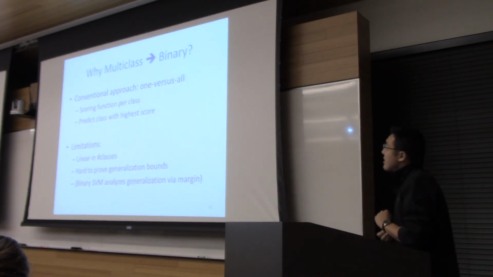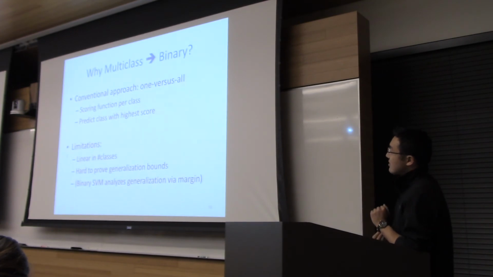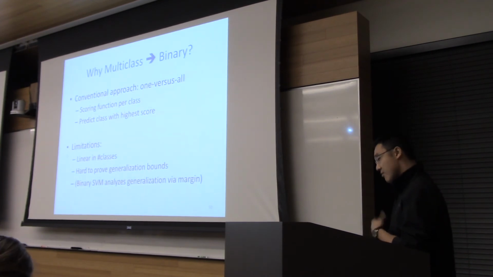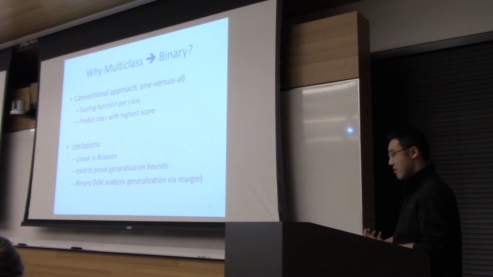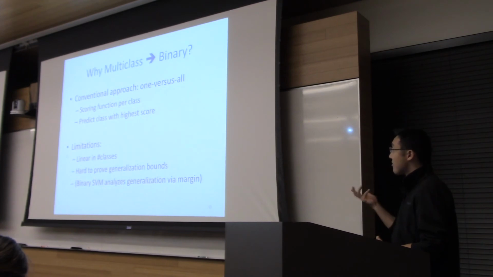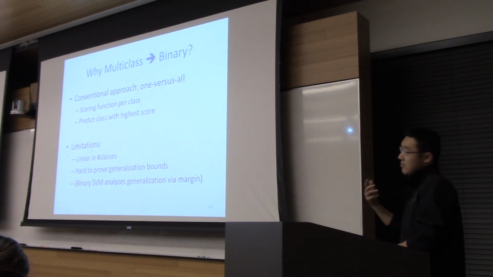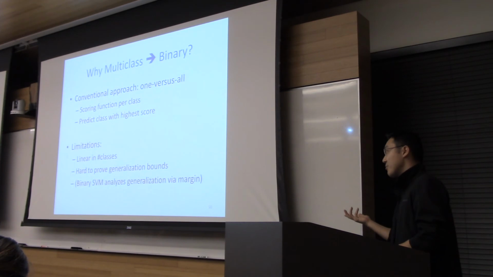Some limitations of this generalization: it's linear in the number of classes, it's hard to prove generalization bounds, and so on. And so if we had a really strong theory about binary classification, can we just convert multi-class classification into a set of binary classification problems, such that if we know that we can really learn these binary classifications well, and sometimes provably so, those guarantees lift to the multi-class setting? That's what a reduction is.